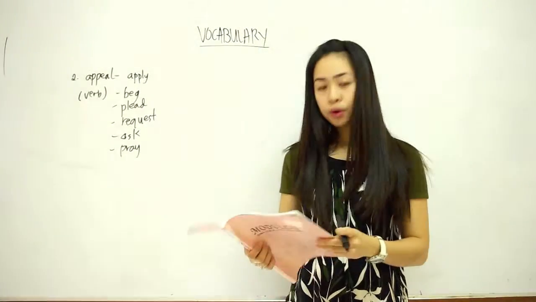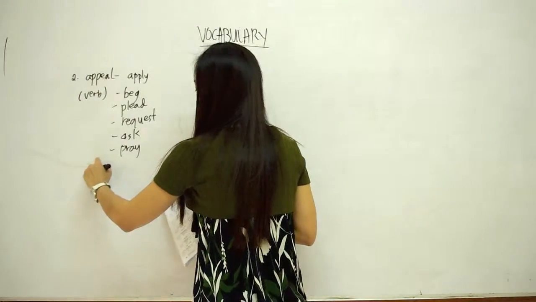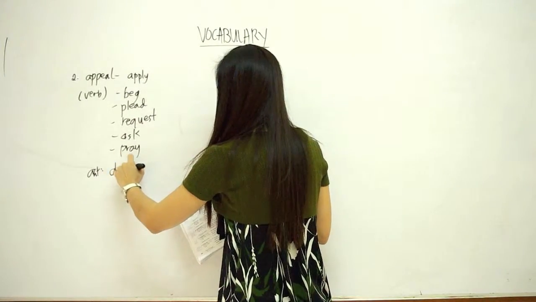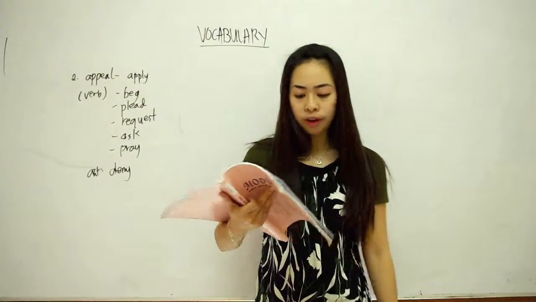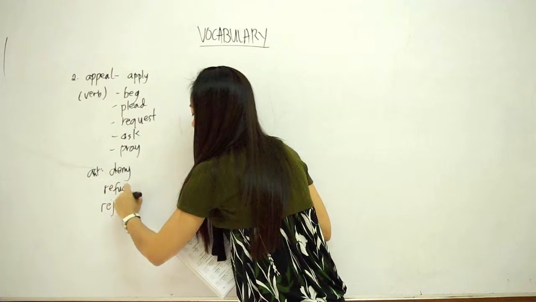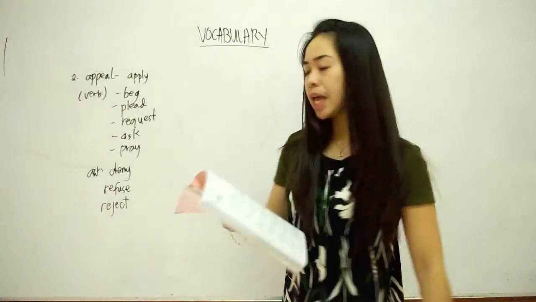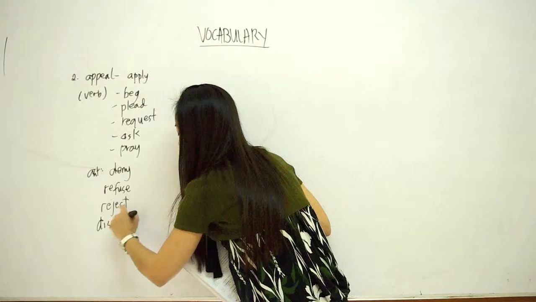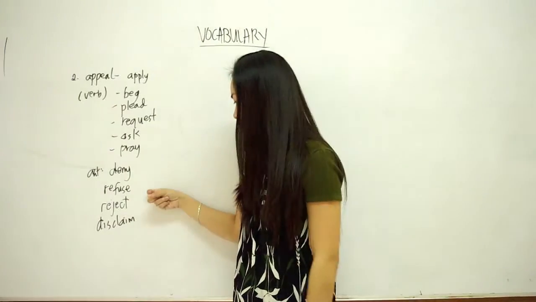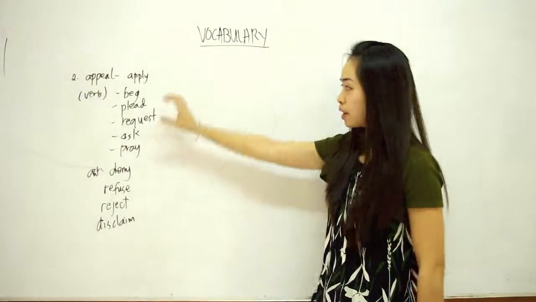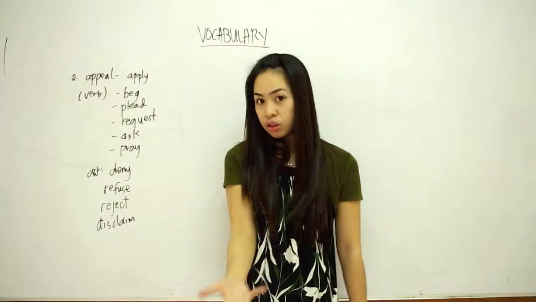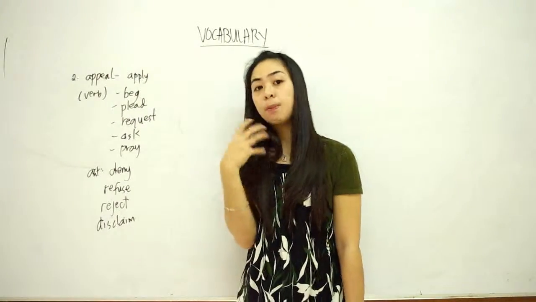Next one, our antonym for the word appeal. When you plead, some people will deny you. Deny, or refuse, or reject. Also disclaim. So the antonyms for the word appeal are deny, refuse, reject, disclaim. Again, when we say appeal, we mean that we beg, we plead, we are asking for something, or we simply pray.